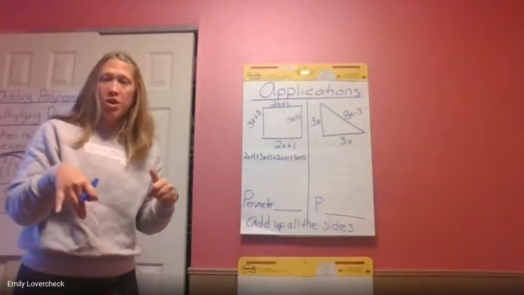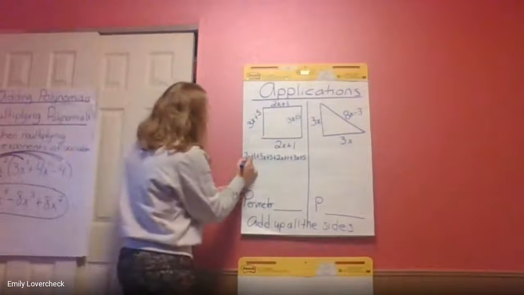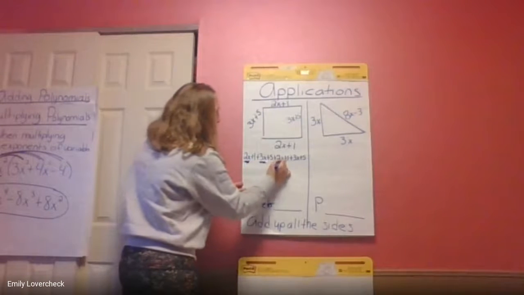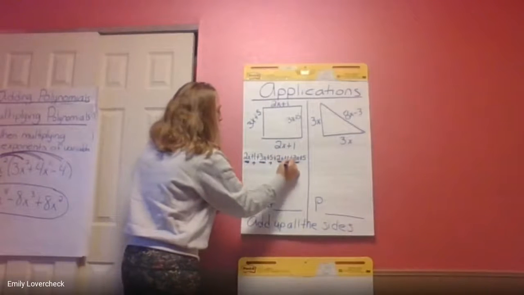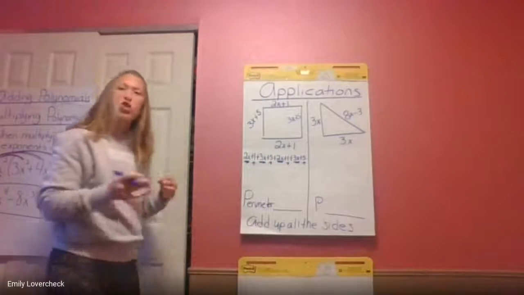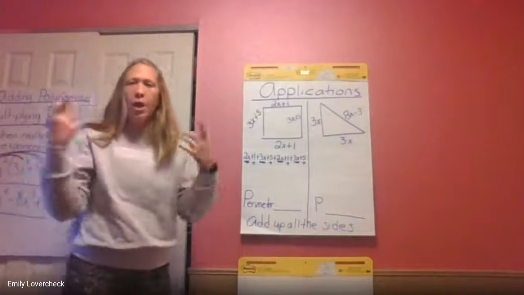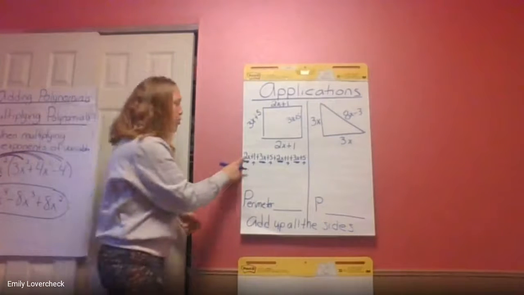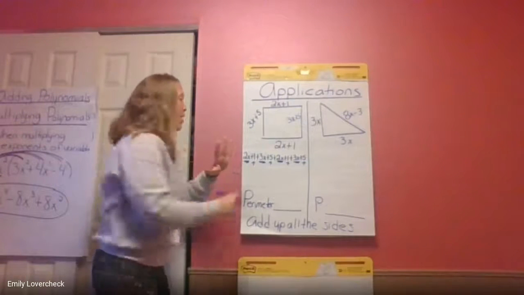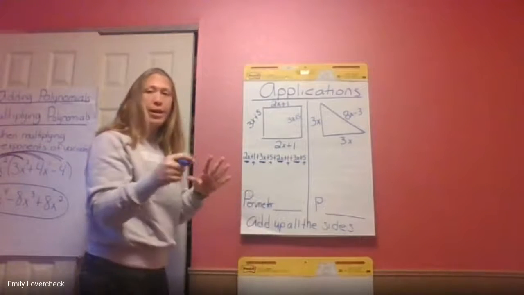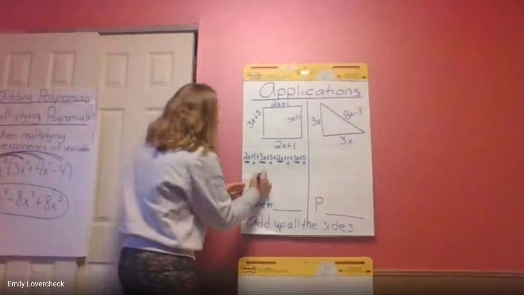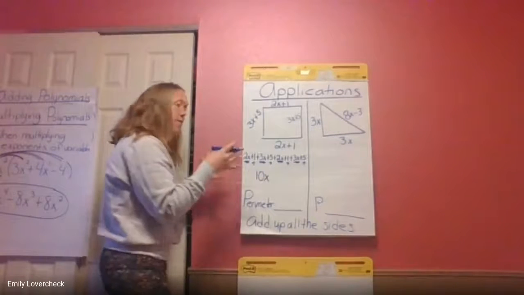So I'm going to mark them just like I always had. So I'm going to underline all of my x's, and I'm going to put an arrow under all of my constants, just so I know which ones go with which. And then I'm going to add them together. 2 plus 3 is 5. 5 plus 2 is 7. 7 plus 3 is 10. So I end up with 10x. So I've done all my x's.